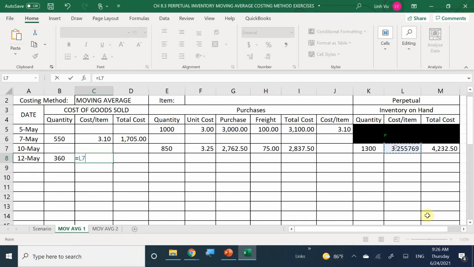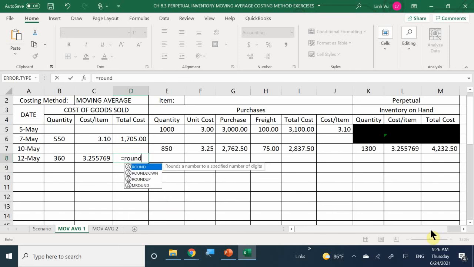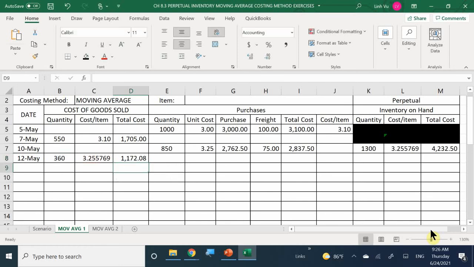It's 3.255576. Okay, and this is where it's important to use your equal round. So in this case, what is my equal round, or what is the total cost of selling 360 items at 3.255769? 1172.07. Okay, very good. So you have to round up for this one. So 0.8.